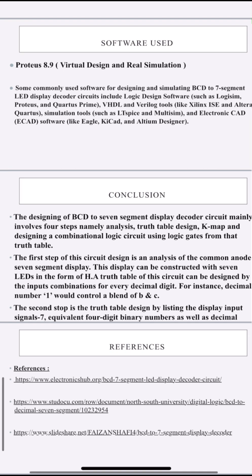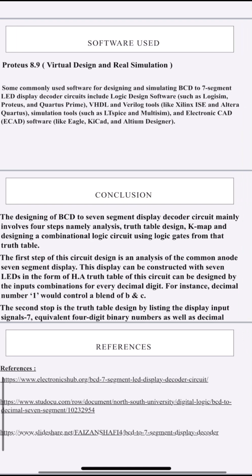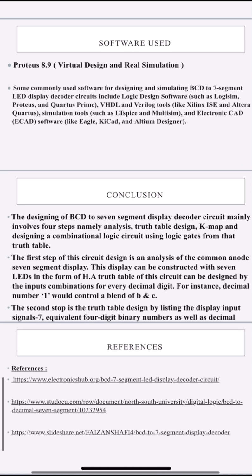The second step is the truth table design by listing the display input signal 7 equivalent for digit binary numbers as well as decimal.